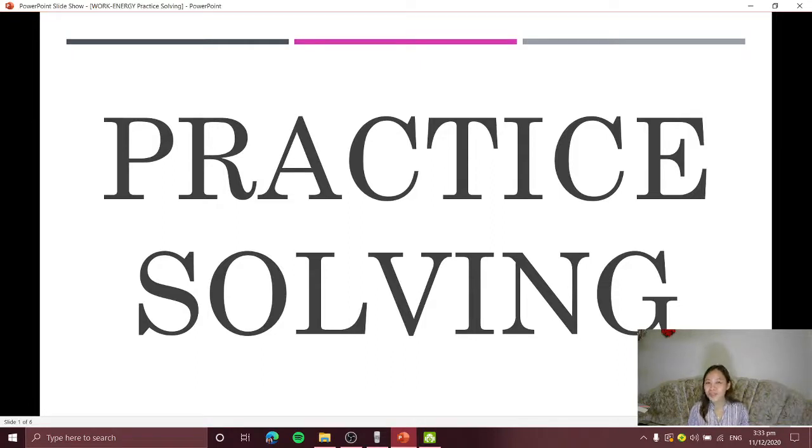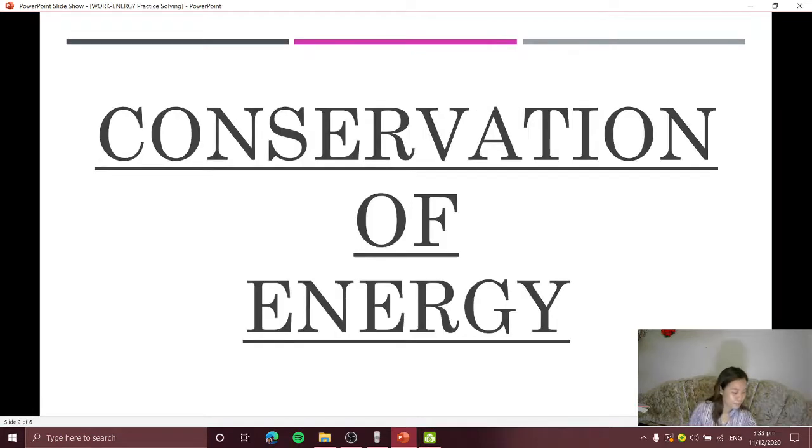So now we're going to have our practice solving on conservation of energy. In the conservation of energy, we are going to apply the things that we have studied on the calculations of kinetic and potential energy using our basic equations.